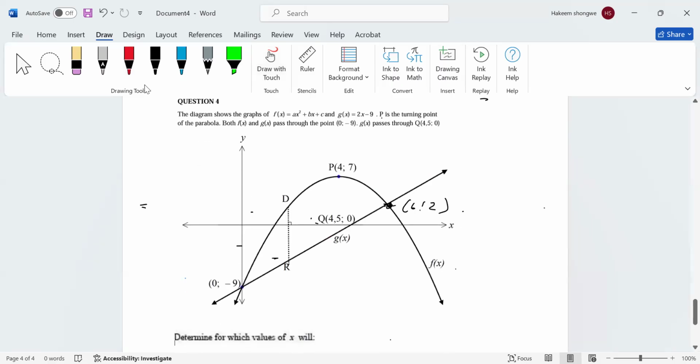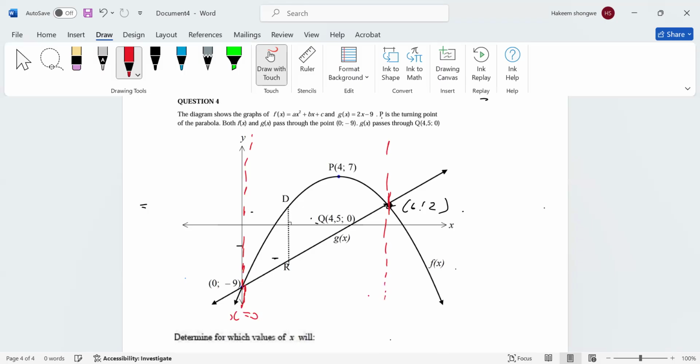Then we go to the graph, and we look at the point of intersection of the y axis. What is x here? x is 0. And then we go to the other point, the vertical intersection. What is x here? x is 6. We give it as 6.